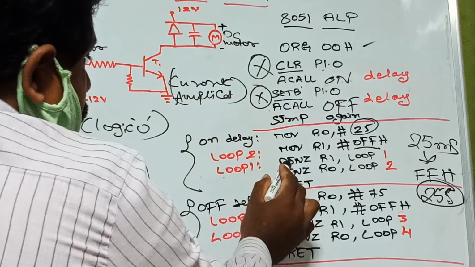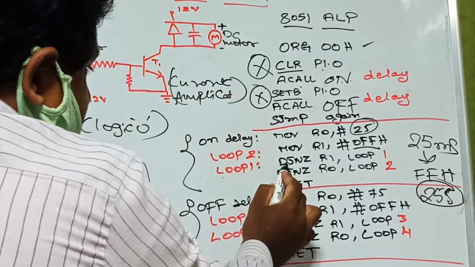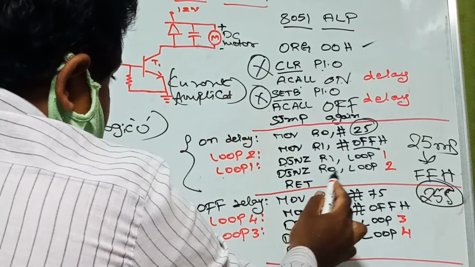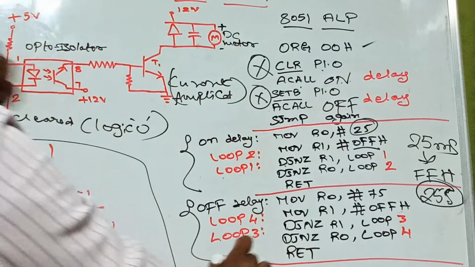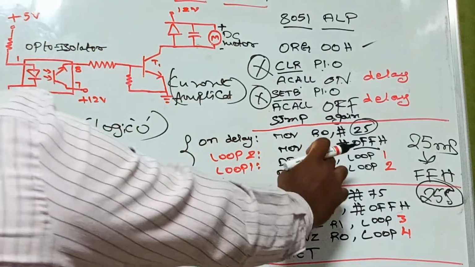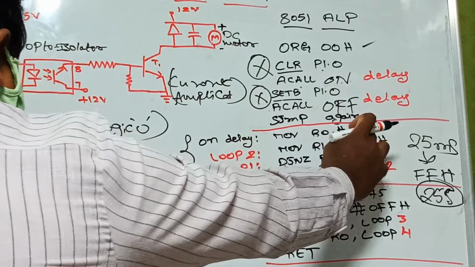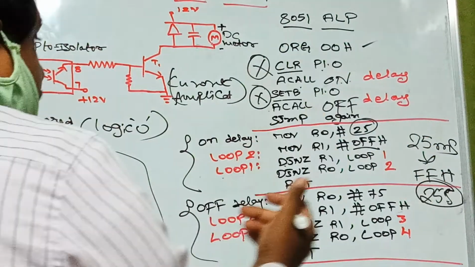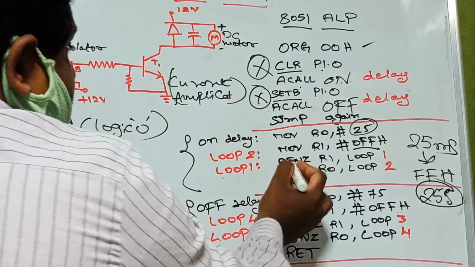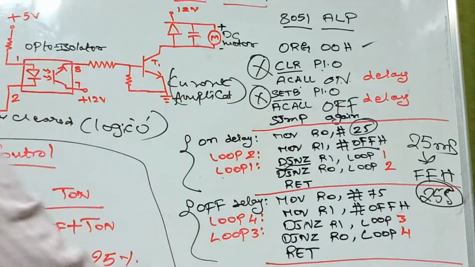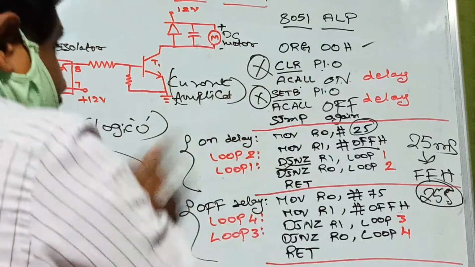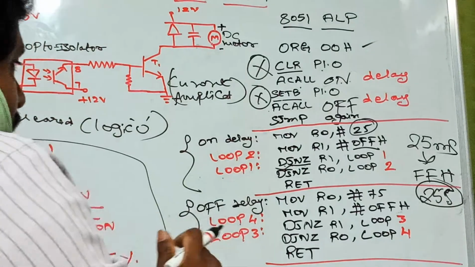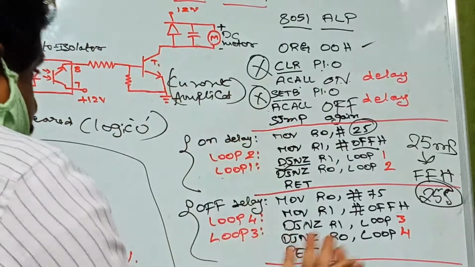Then automatically it will go for DJNZ. DJNZ is nothing but decrement and jump if not 0, loop 1. And DJNZ R0, loop 2. DJNZ stands for decrement and jump if not 0. R1 is the delay of the timer on, that is for 25 milliseconds. Once it is set for 25 milliseconds, then it has to come down till 0. That is the meaning of DJNZ: decrement and jump if not 0. Decrement the counter from 25 to 00. Once it comes to 00, then it will switch to the off portion.